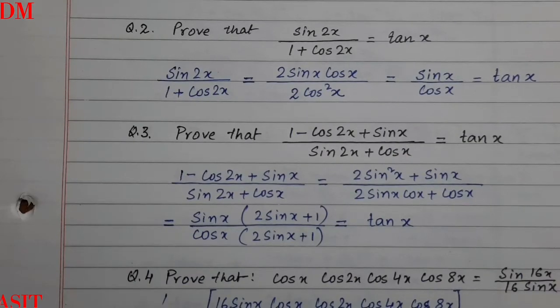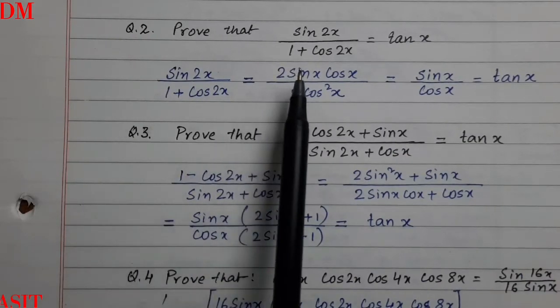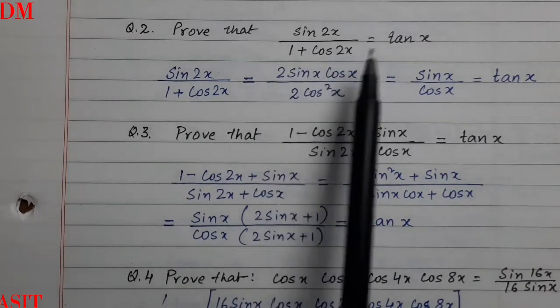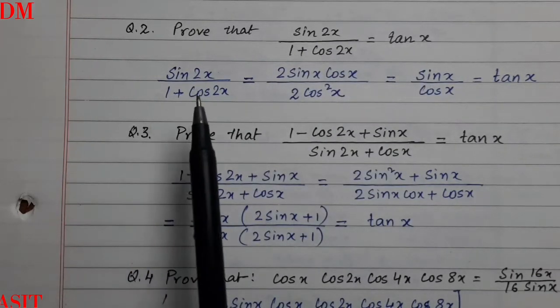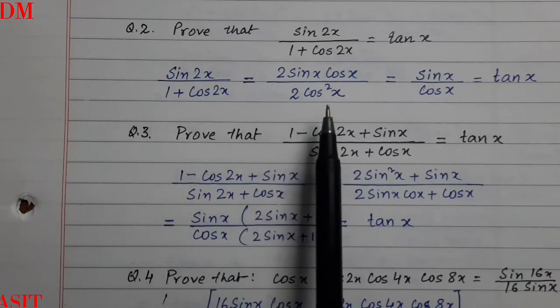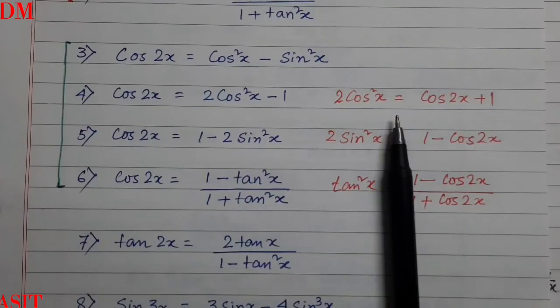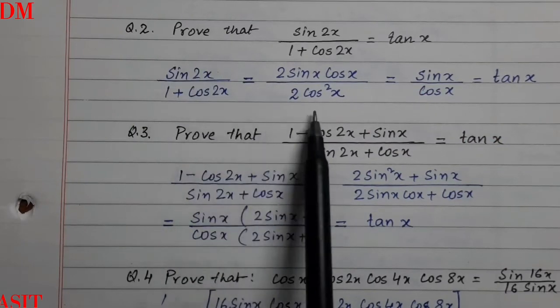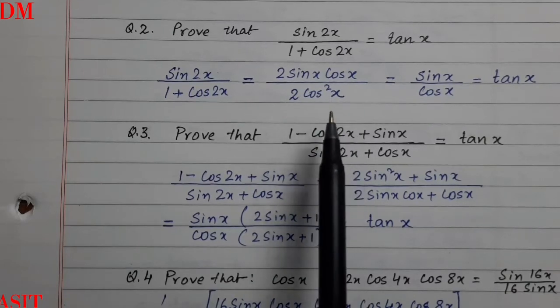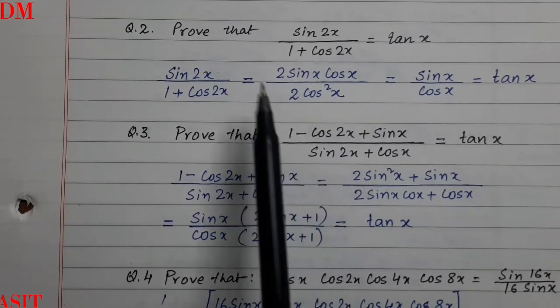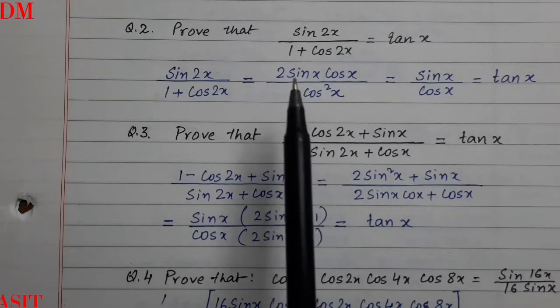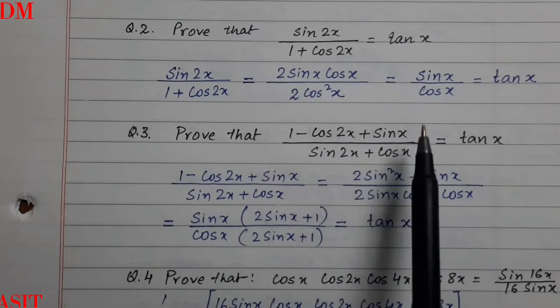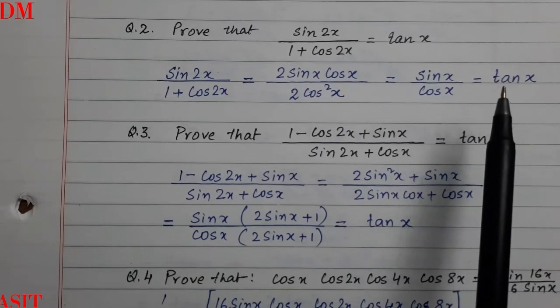Let us see the second sum, which is also very simple, that is prove that sin 2x by 1 plus cos 2x equals tan x. We know that 1 plus cos 2x equals 2 cos square x. We can verify the formula here. 1 plus cos 2x equals 2 cos square x. So we got 2 cos square x, and since sin 2x equals 2 sin x cos x, now we can divide by 2 and cos x. So therefore it will be sin x by cos x only. So this will be tan x.